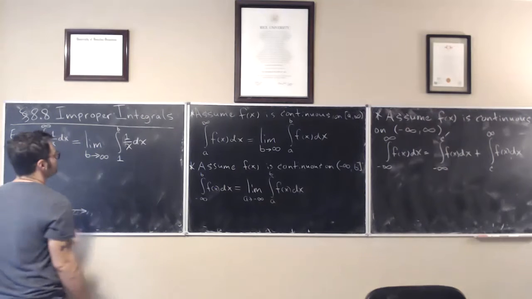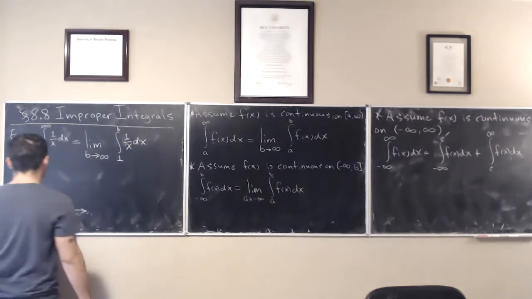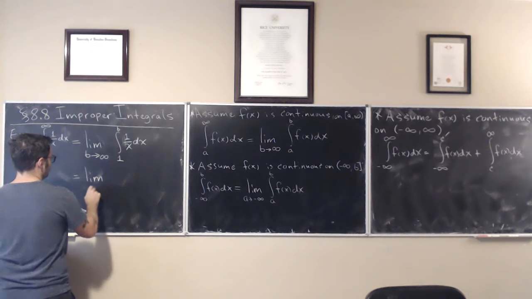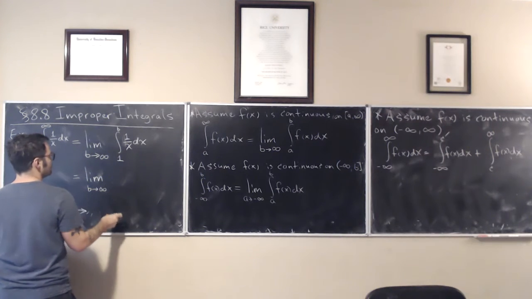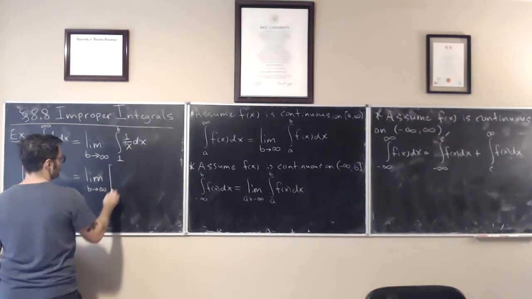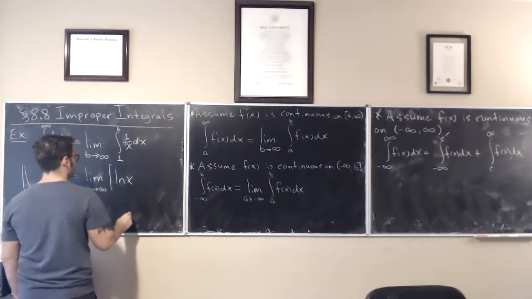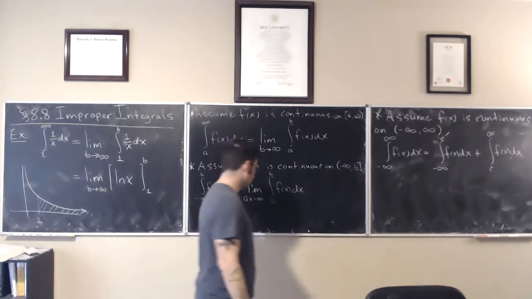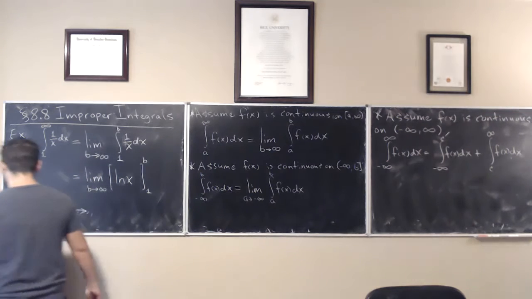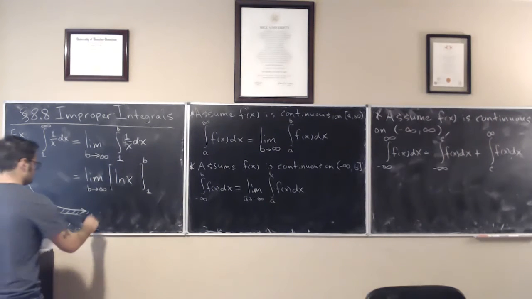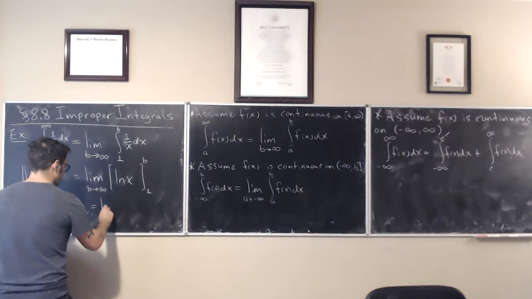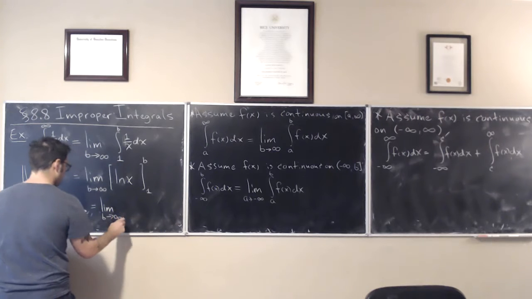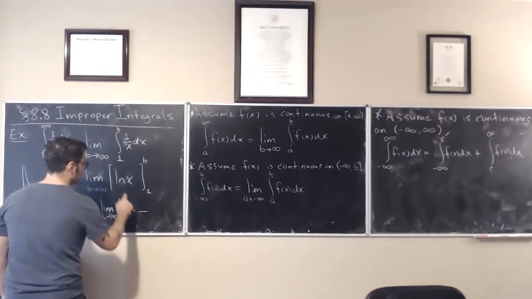So we can just ignore the limiting process and focus in on this definite integral. We know how to do this. We know what the antiderivative of 1 over x is. So this is going to be equal to the limit as b tends towards infinity of, what is it, natural log of x evaluated from 1 to b. Okay, so then this is equal to the limit as b goes to infinity of natural log of b minus natural log of 1.